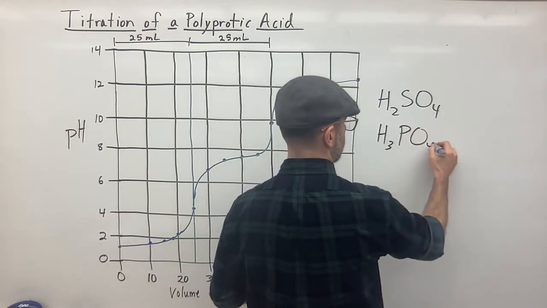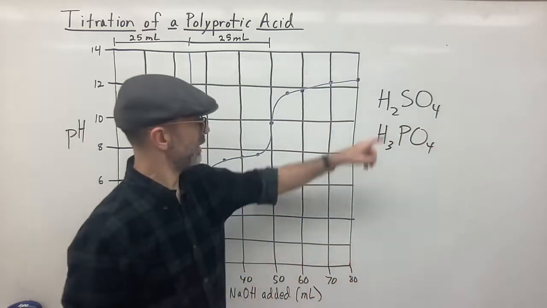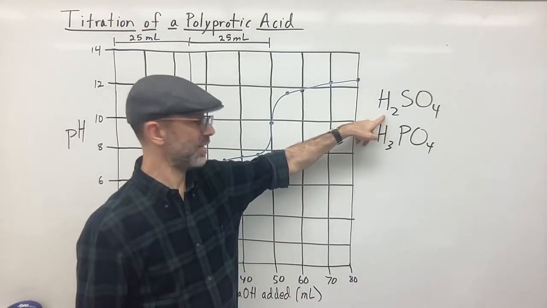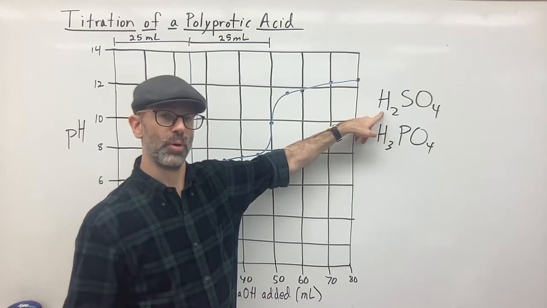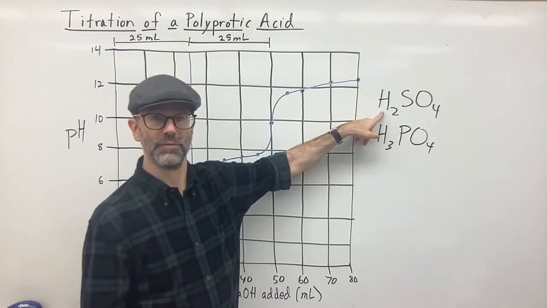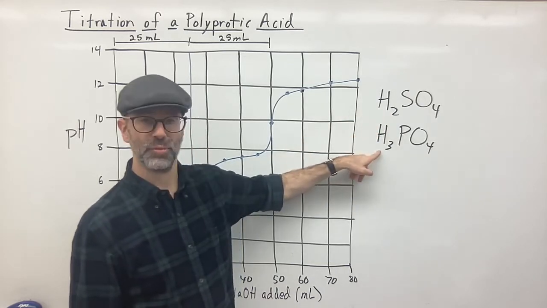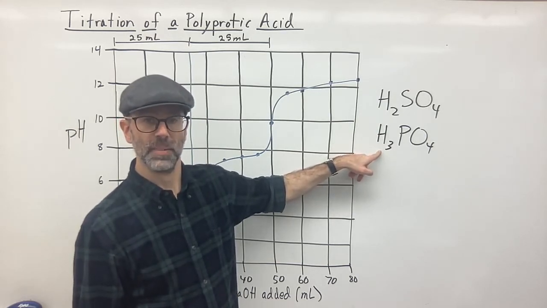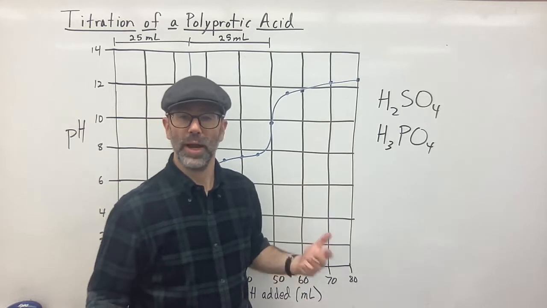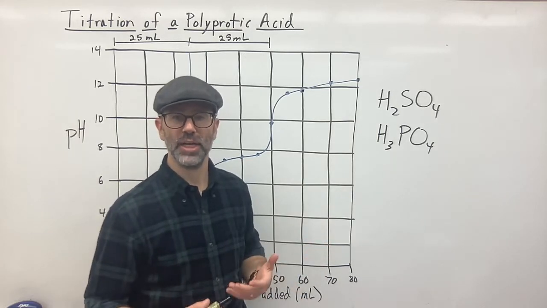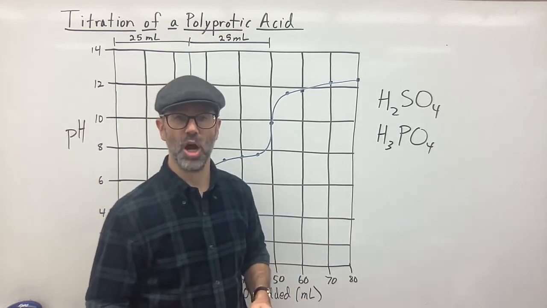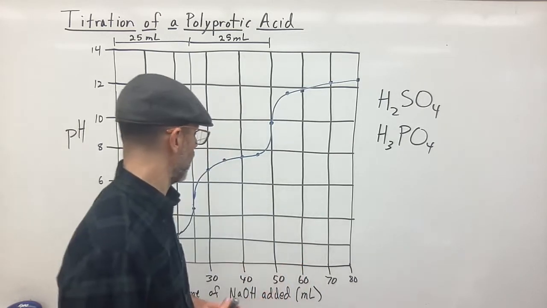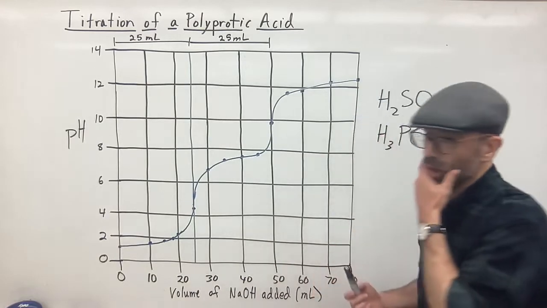H3PO4, phosphoric acid. So here you have two acidic hydrogens or protons that will come off in solution. Here you have three protons or hydrogens that are going to come off in solution. So what happens when you titrate those, when you're adding, say, a strong base to titrate these polyprotic acids? And so here I have a graph of what that would look like.